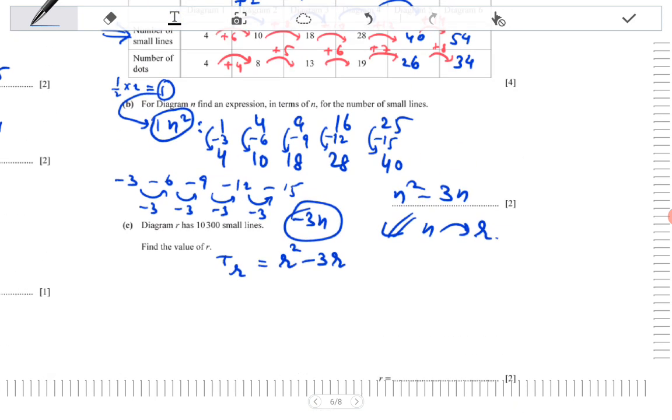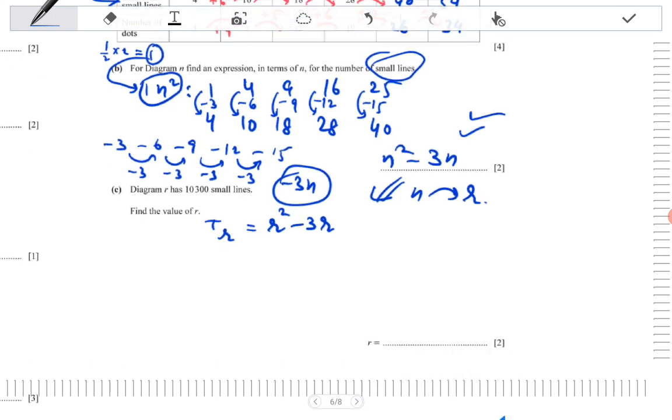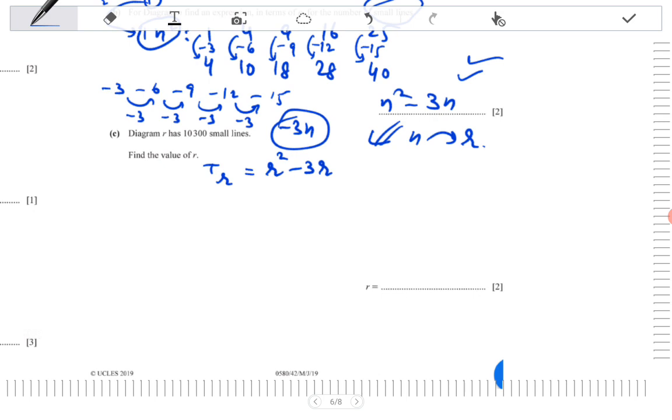The question is based on the number of small lines that we have worked on, and we have built the formula. Now they are replacing the variable name from n to R because this is what they are trying to find as the value of R. The term is already given. Some term has this number of small lines. You have to find the number of the term, meaning n is required, or in this question particularly R is required.